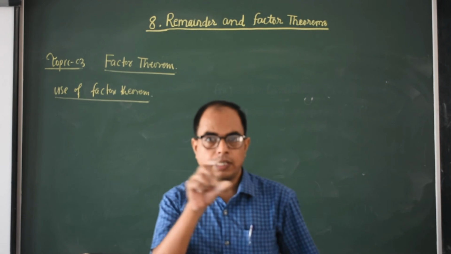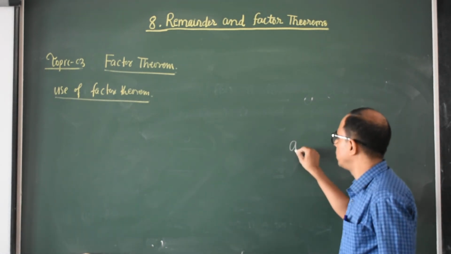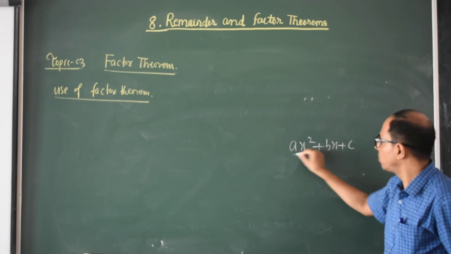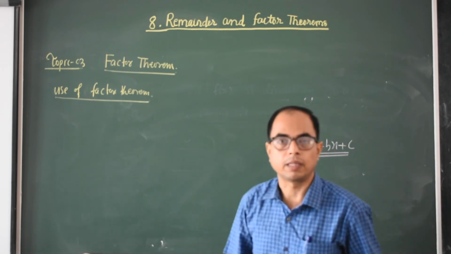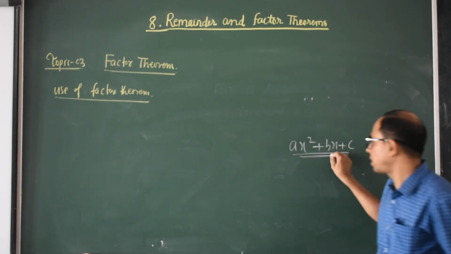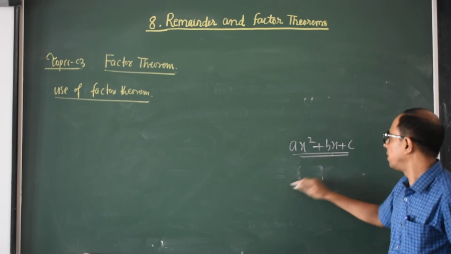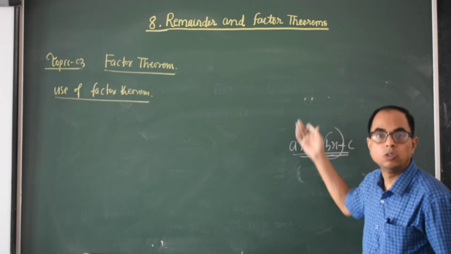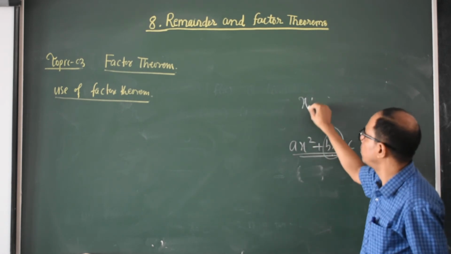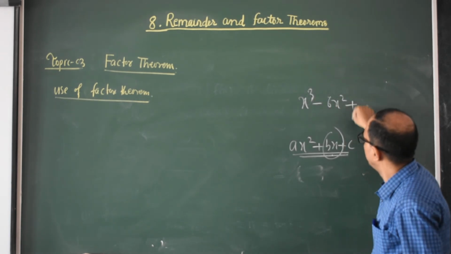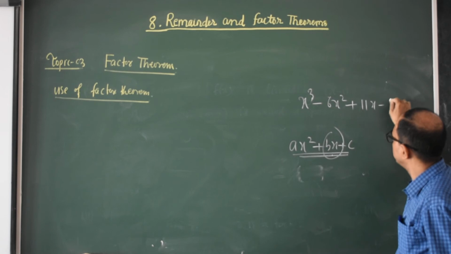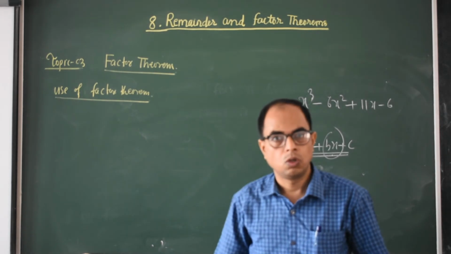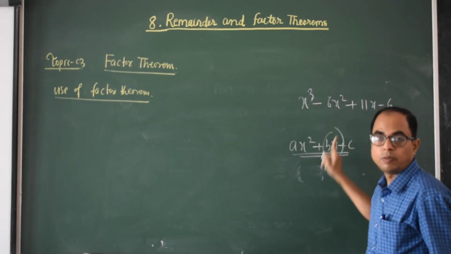Clear? For the factorization of quadratic polynomial, this type of polynomial is called quadratic polynomial having degree 2. For factorization of quadratic polynomial we have one method, splitting method. We can factorize this type of polynomial by splitting the middle term. But if the degree of any polynomial is more than 2, suppose you have to factorize this polynomial, x cube minus 6x square plus 11x minus 6, we cannot factorize this polynomial by splitting method.